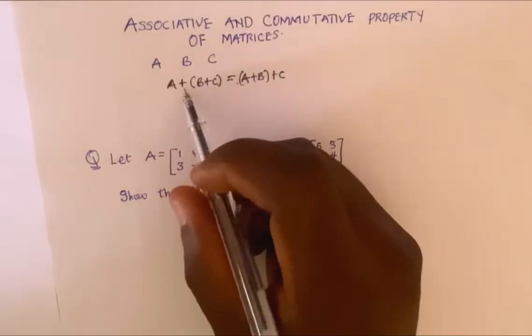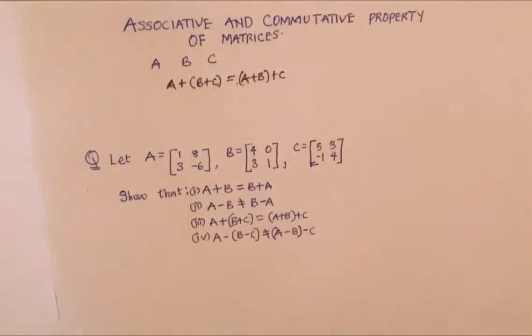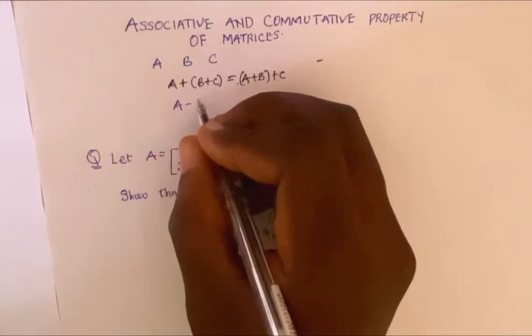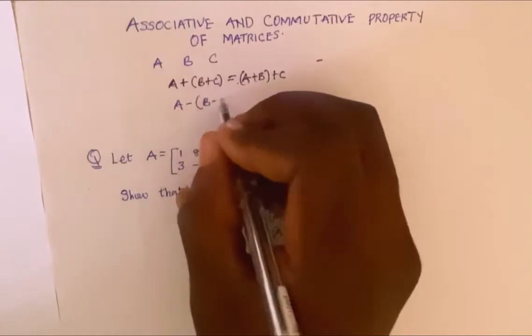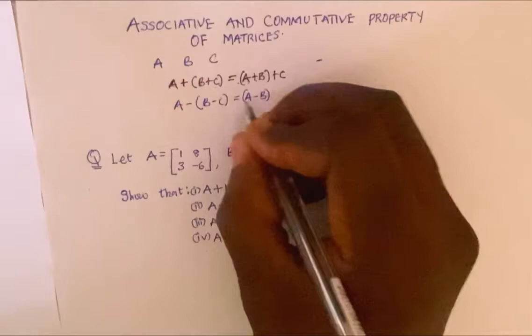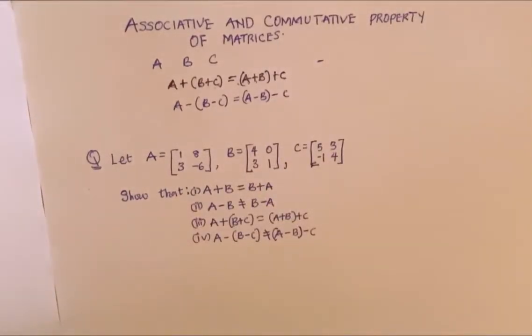If A plus (B plus C) is equal to D, then what if we have the negative sign, which is minus? Can A minus (B minus C) be equal to (A minus B) minus C? Well, we will see that in the question below.